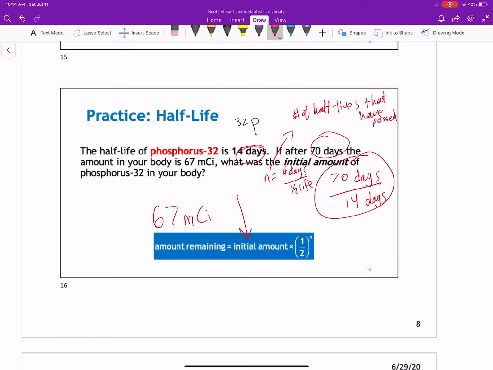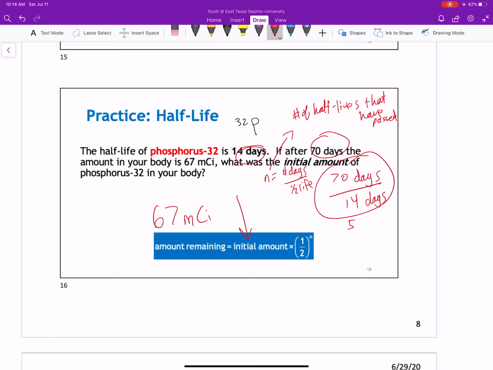And you get that right here. So 70 divided by 14 should give you 5. So after 70 days, it has encountered 5 half-lives. So it's gone down by 1/2, by 1/2, by 1/2, by 1/2, by 1/2. Hopefully I did the math right, or counted right. I think that was 5.